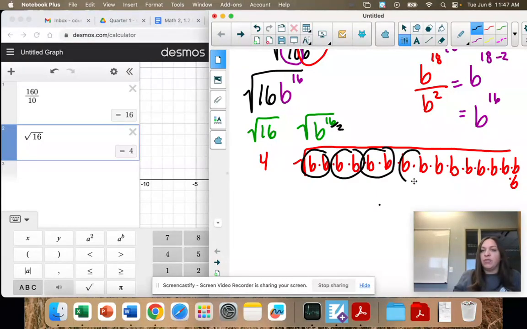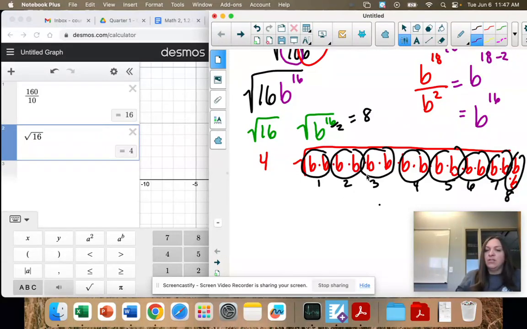because I'm looking at perfect squares. That gives me how many? 1, 2, 3, 4, 5, 6, 7, 8. 16 divided by 2 is 8. So that's when these b's come out of the square root, I'm going to have 8 of them. So I have 4b to the 8th.